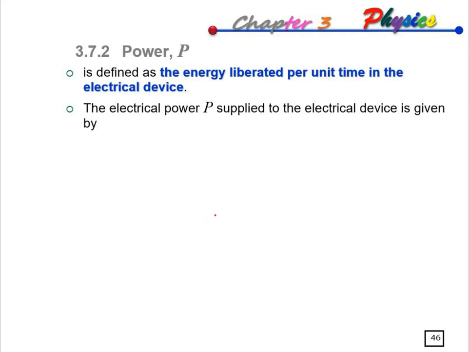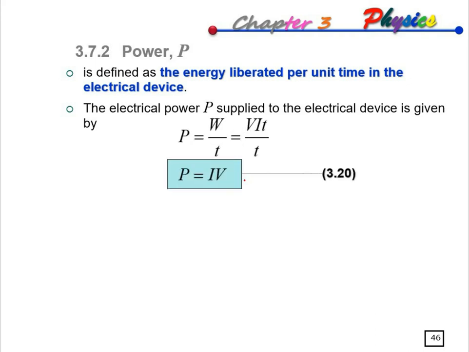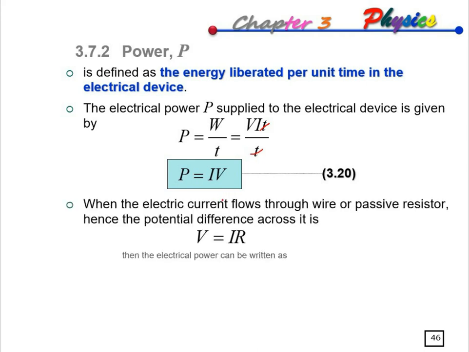And then power, abbreviated by P, is defined as the energy liberated per unit time in the electrical device. The power supplied to the electrical device is given by the equation P equals W over T, and W is VIT. We will substitute the VIT in the equation, so here the T can be cancelled out. Now the power equals IV. P equals IV, the current times the voltage.